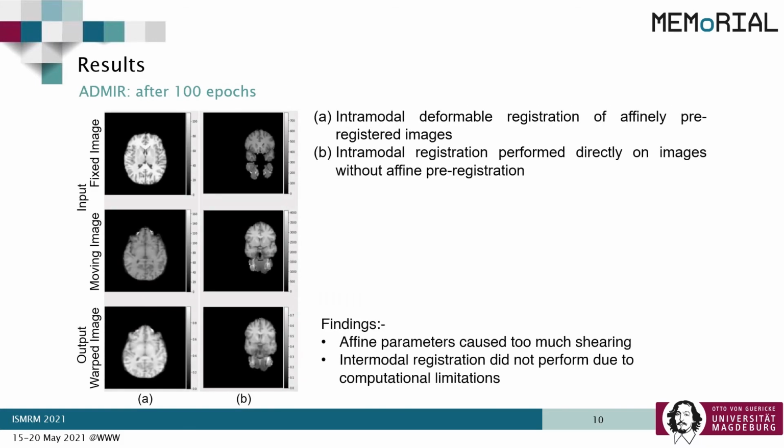The next set of results are from ADMIR after 100 epochs. A shows the results of intramodal deformable registration of affinely pre-registered images, and B shows the results while working with images without affine pre-registration. ADMIR being an end-to-end method for affine and deformable registration, it should have been able to work with images without affine pre-registration.